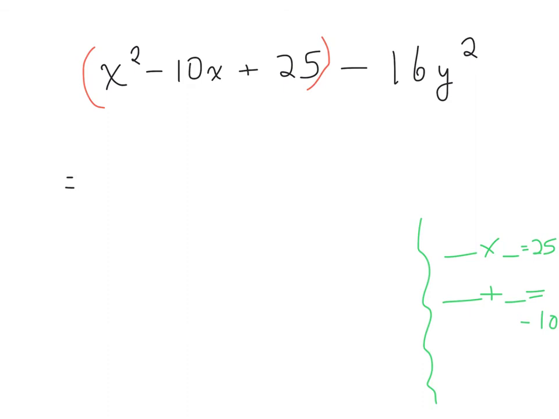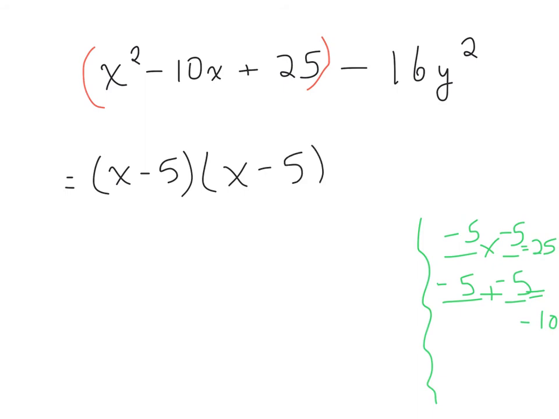Finding the factors of 25 is not too difficult: minus 5 and minus 5. Let me just check that. Negative 5 and negative 5 add to give me negative 10. So now I have my factors in order to properly factor this trinomial, and that ends up being x minus 5 and x minus 5.